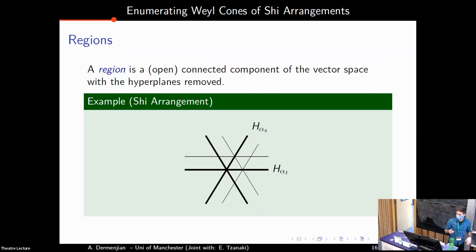Okay, so we're going to look at these things called regions. A region is basically, you look at your vector space, you have your hyperplane arrangement inside of it, you strip out the arrangement, and you're left with connected components. That's going to be your regions. So here in particular, we're going to have 16 regions. So we have 1 here, this triangular piece, a second one here, a third one here, 4, 5, 6, 7, 8, 9, 10, 11, 12, 13, 14, 15, 16. So 16 different regions.